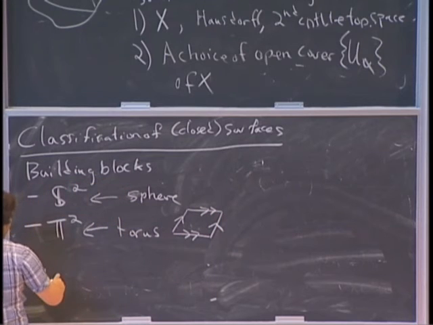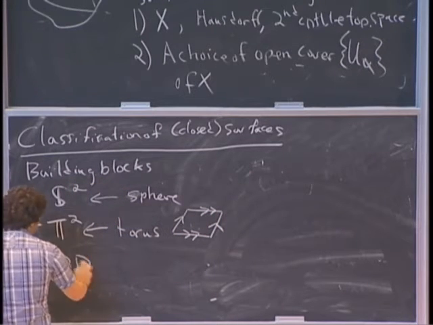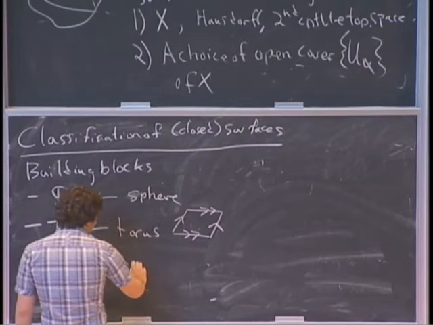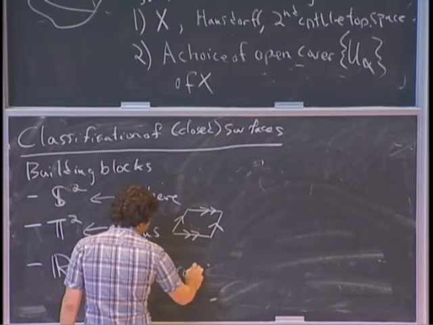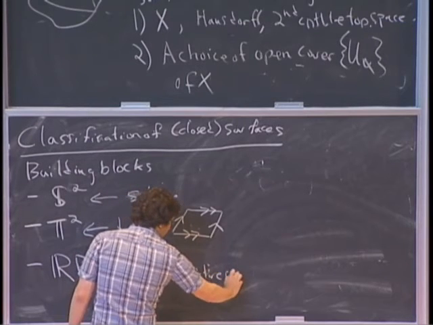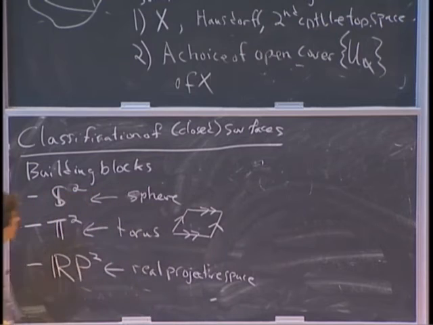And then the final building block is RP2, the real projective space. You can think of this as either the space of lines in R3 or equivalently as the sphere S2 where you identify antipodal points. The distinction between RP2 and S2 and T2 is that S2 and T2 can both be thought of as oriented surfaces, whereas RP2 cannot be. So that's the distinction.